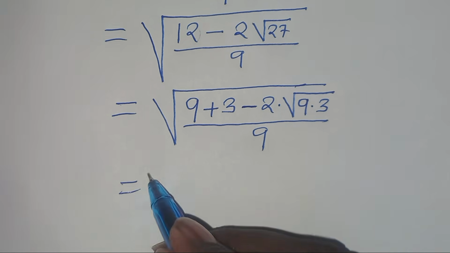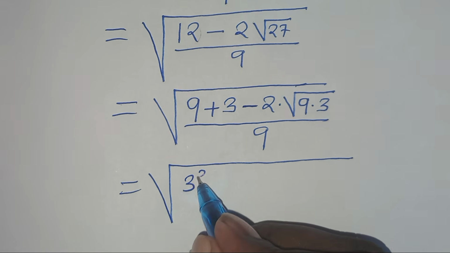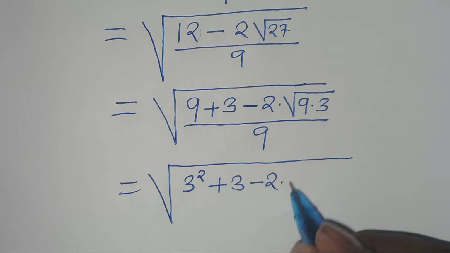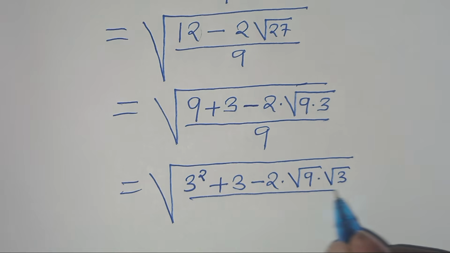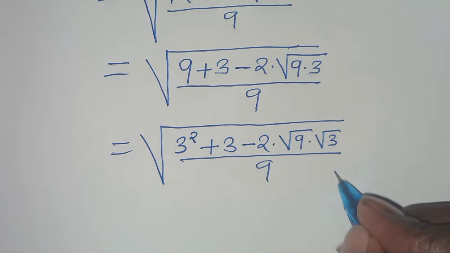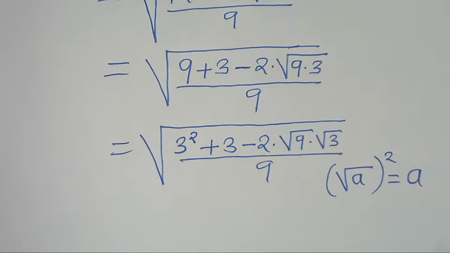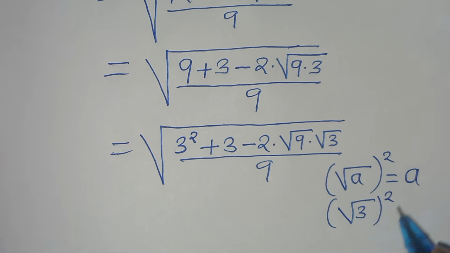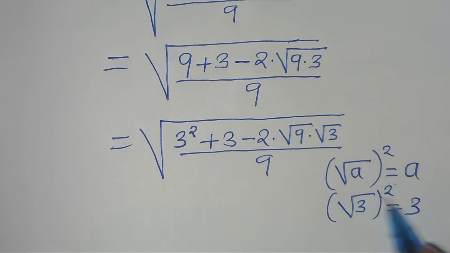The next step is that we have 9, which we can express as 3 raised to the power of 2, then plus 3, subtract 2, multiplied by square root of 9, multiplied by square root of 3, divided by 9. Now the next step is that the square root of a raised to the power of 2 is the same thing as a. So we can express square root of 3 raised to the power of 2, this is the same thing as 3. So we can substitute 3 with square root of 3 to the power of 2.